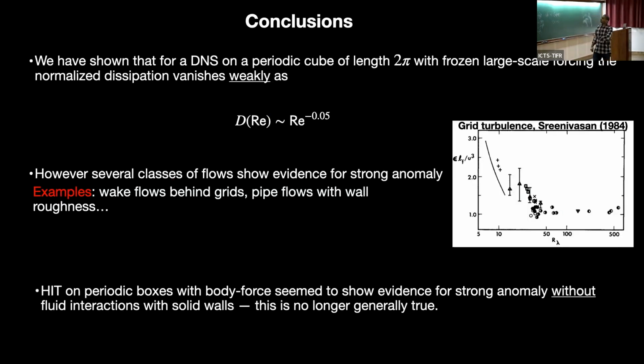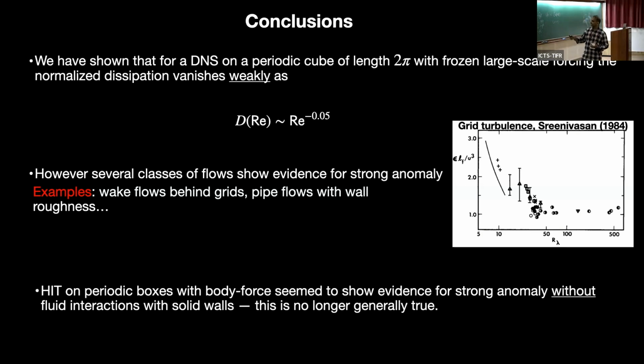So I would like to conclude my talk by observing the following. We must qualify our statements. What we have done is we have shown that for a DNS on the periodic cube of length 2 pi with frozen large-scale forcing, the normalized dissipation weakly vanishes as Re to the power minus 0.05. D here is the normalized dissipation, and note that as Re tends to infinity, this will go to 0. However, there's evidence for strong anomaly in other setups.